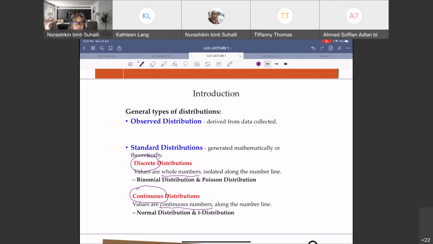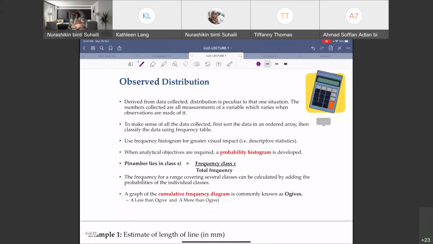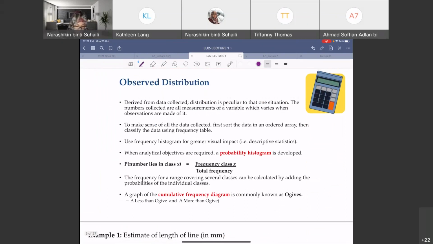So under discrete distribution, we're going to talk about binomial distribution and Poisson distribution. We are going to cover that today. For continuous distribution, that's under normal and t-distribution. We're going to cover that in the next lectures. Okay, let's have a look at observed distribution first. Observed is something that is just based on whatever data that we collect.